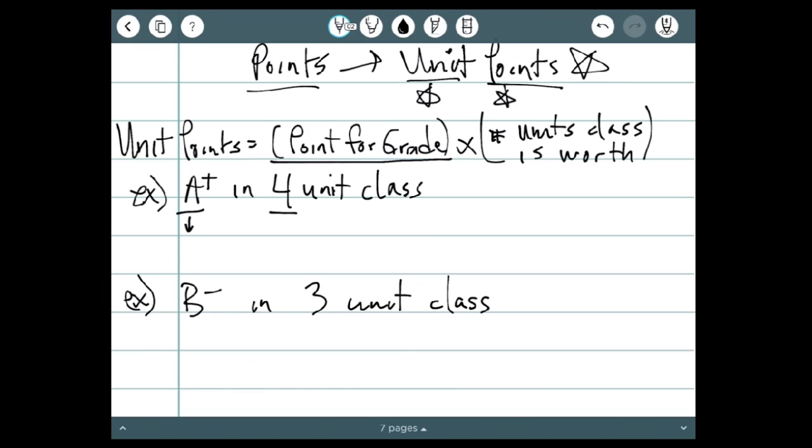But then you have to multiply it by the number of units that the class is worth. And that will give you the total number of unit points for that class. And I'm going to tell you why this is important in a bit, because this is an imperative aspect of the GPA. But let's do some examples.